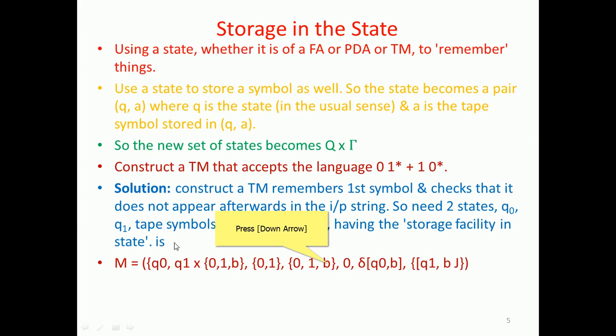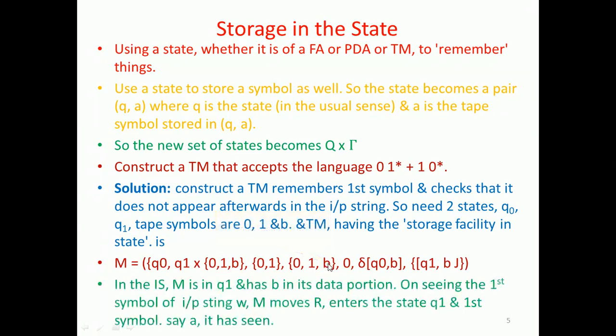So delta of q0, B, where B is the blank, shows the storage facility by the state. In this initial state, M is in q0, with the blank symbol B in its data portion. On observing the first symbol of the input string W, the machine moves towards the right side.